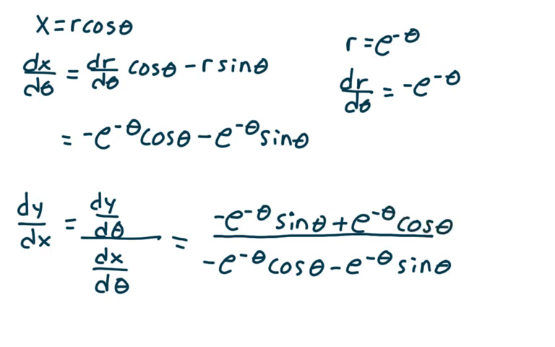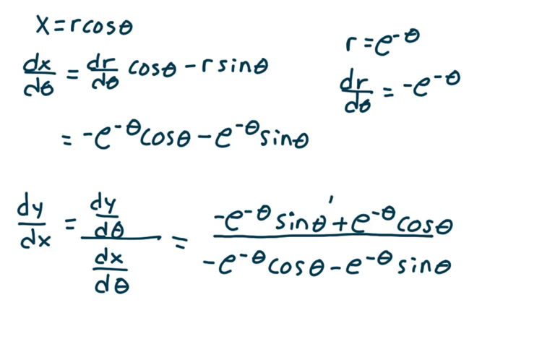Now, we want to know what dy/dx is at theta equals pi. But there's something I want you to keep in mind. What is sine of pi? Sine of pi is 0. And so when I replace theta with pi here and over here, the first term in the numerator and the second term in the denominator, those are gone, right? And so what do I get?